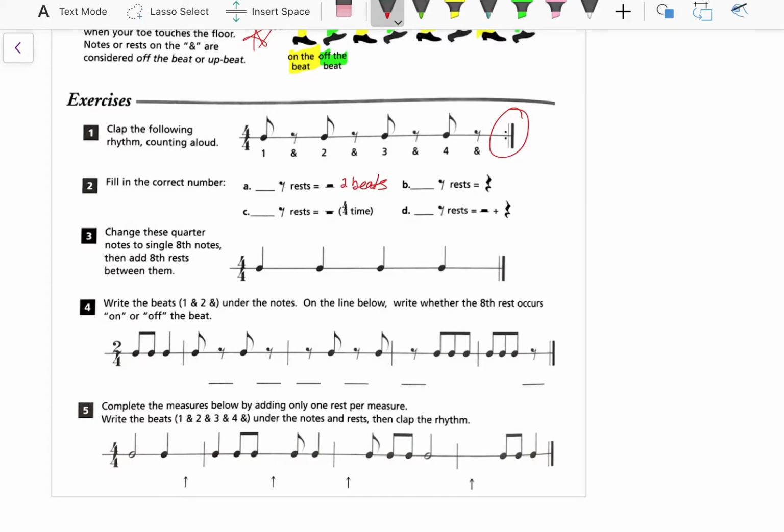And we can fit 2 eighth rests into every beat. So 2 eighth rests, 2 beats, that's going to be a total of 4 eighth rests, because I can put 2 into each beat.